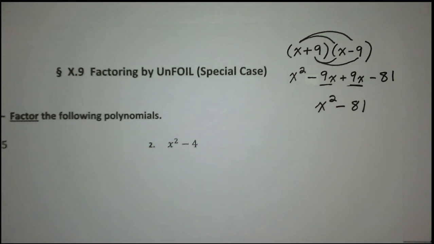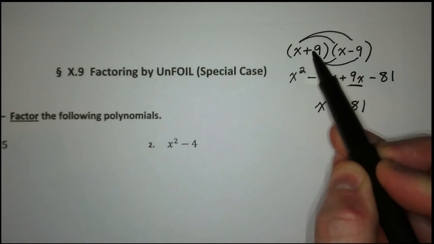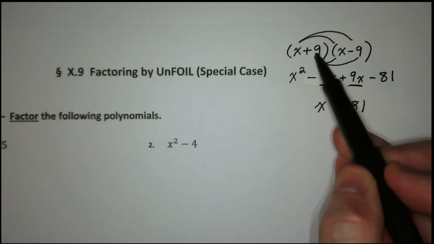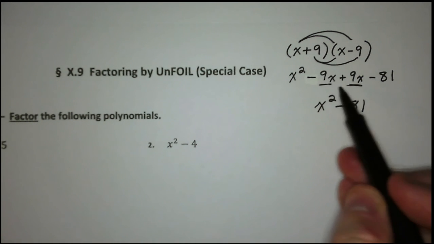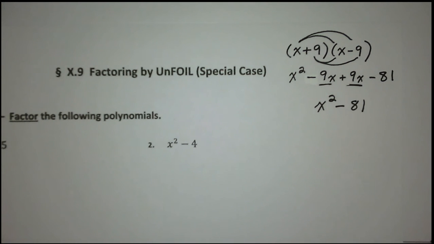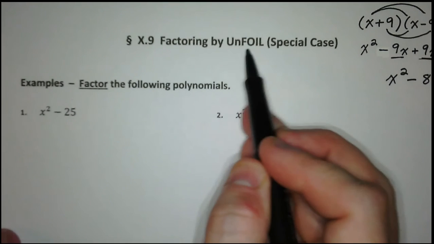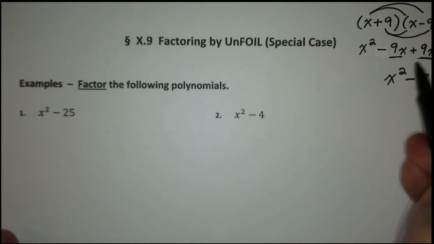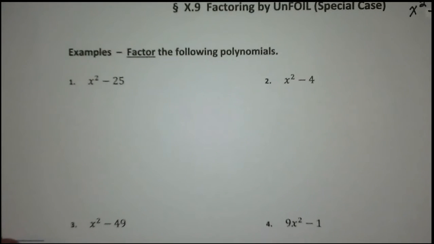So again, the premise here is that sometimes when you foil together special bubbles that are the same bubble but different, one's a plus, one's a minus, you get this special thing that happens. So when it comes to factoring, especially with UnFOIL, you gotta remember that this special thing is a possibility.